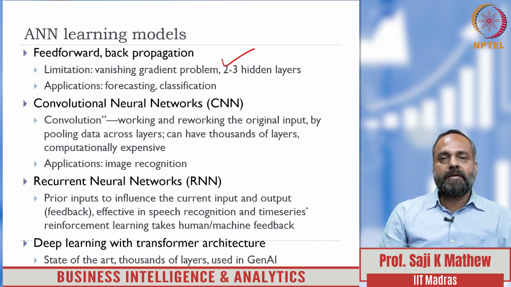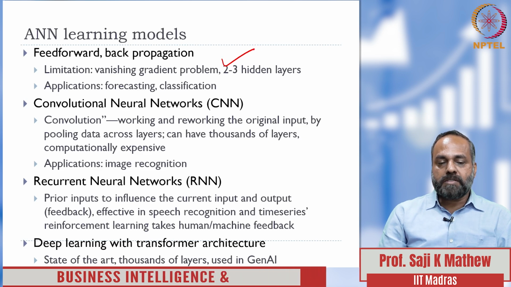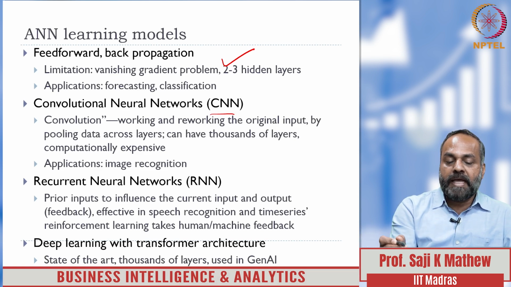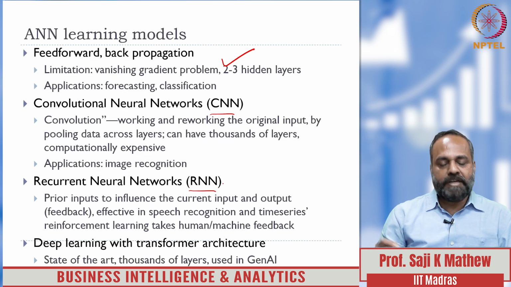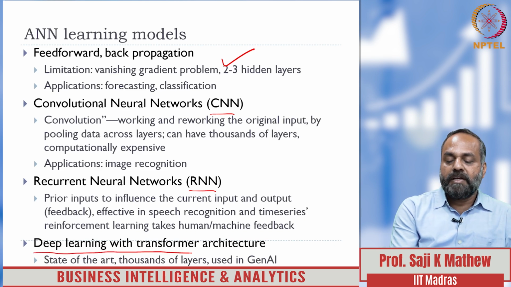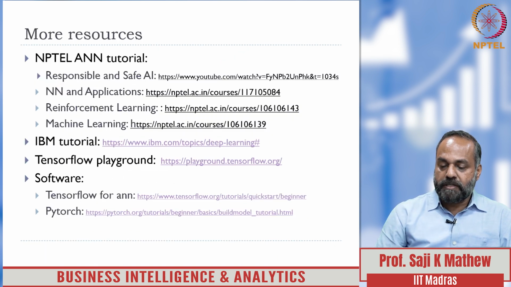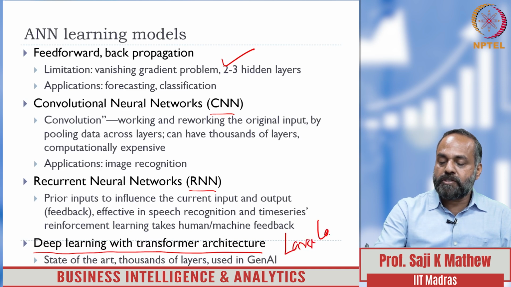Then there have been more improvements in neural networks in terms of their performance and the ability to train them for different applications like image recognition. The convolutional neural networks evolved, and then came the recurrent neural network, which unlike feed forward networks has feedback within the network. And the latest, of course, is the deep learning neural networks with transformer architecture, which is used in generative AI applications called large language models.